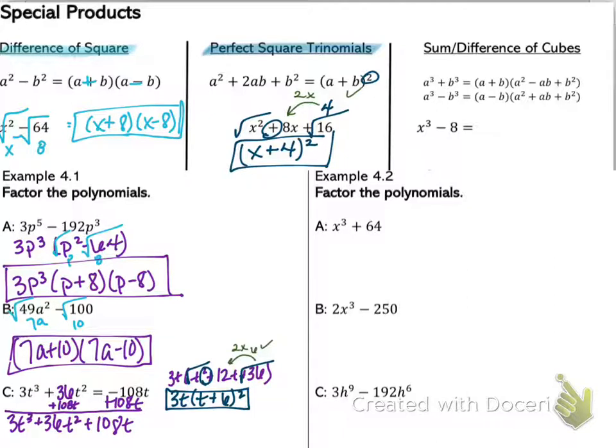And that's our answer. So the last portion is example 4-2, and it's about your sum and difference of cubes. Now, if you're in honors, you're going to have to memorize this. But if you're in standard, you just have to know how to use it. You're not going to be really required to do this. So it might be like some extra credit, but other than that.